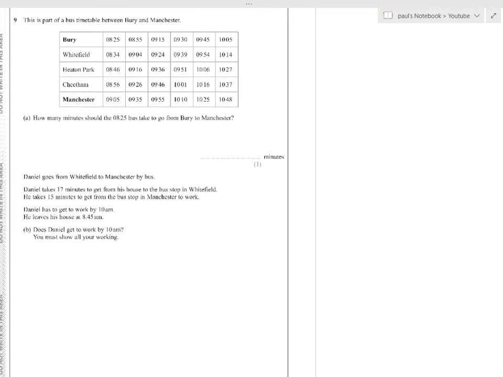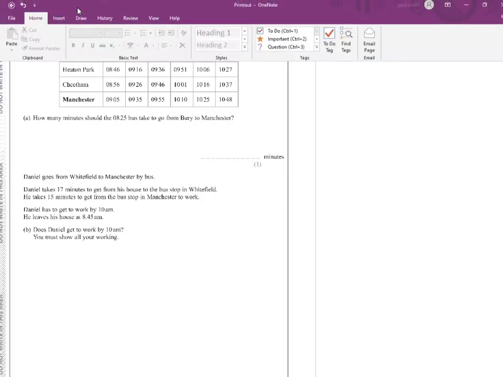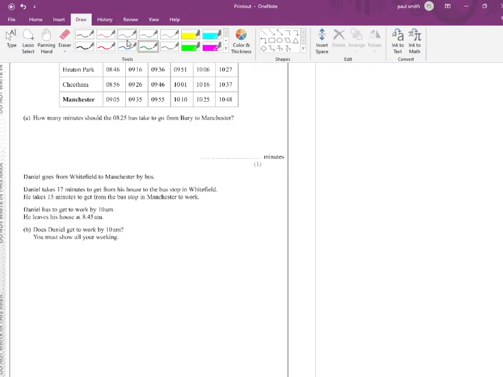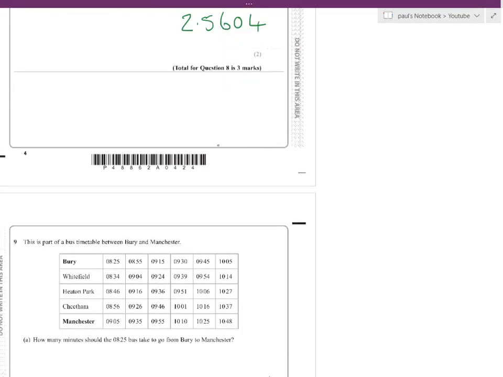Okay, number 9. Oh gosh, we're going on a bus trip now. Right, what's happening with the bus? How many minutes should the 8:25 take to go from Bury to Manchester? So the 8:25 from Bury is there, and Manchester is there. So that's 35 minutes plus 5 is 40 minutes.